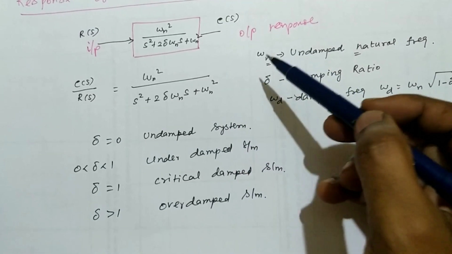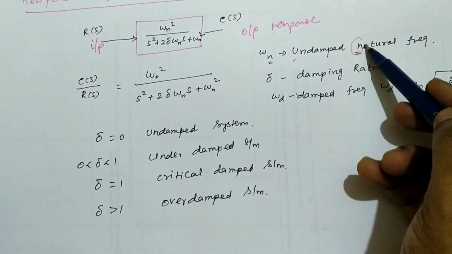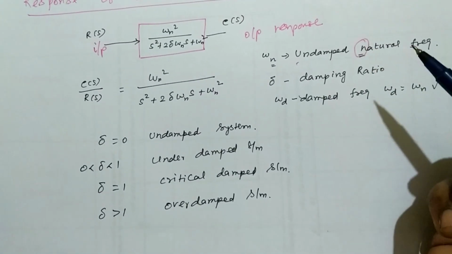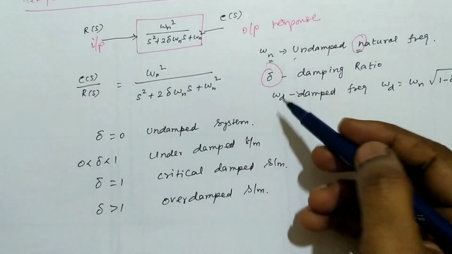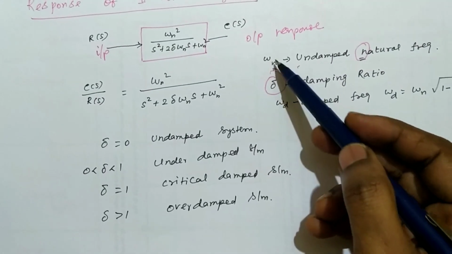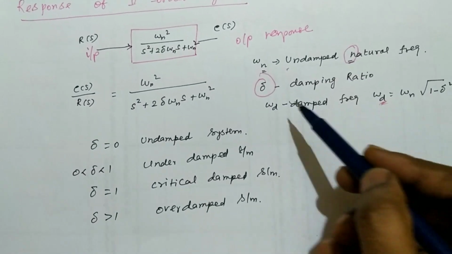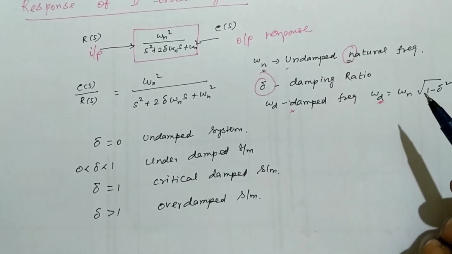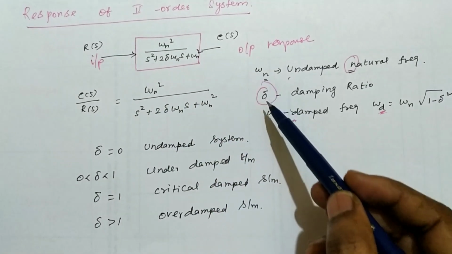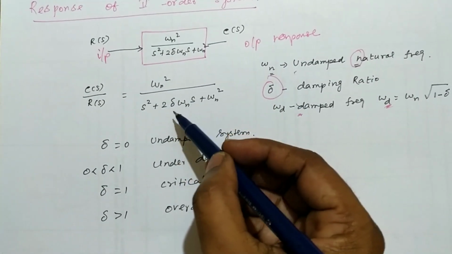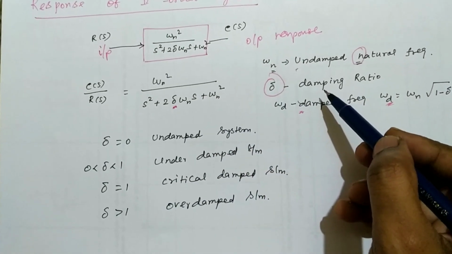Here the terms are: omega n is called the undamped natural frequency, and delta is called the damping ratio. The relation between these two, omega n and delta, gives omega d, which is called the damped frequency. So this is a second order system, and we have the terms like this. Here delta is a variable called the damping ratio.